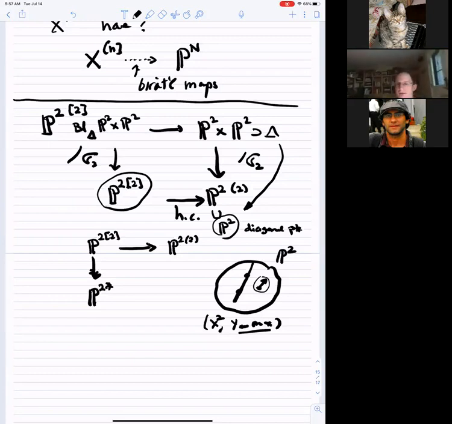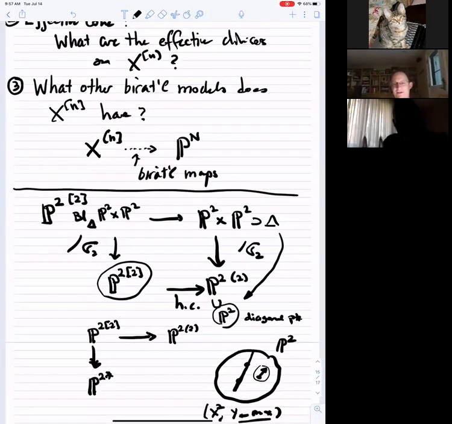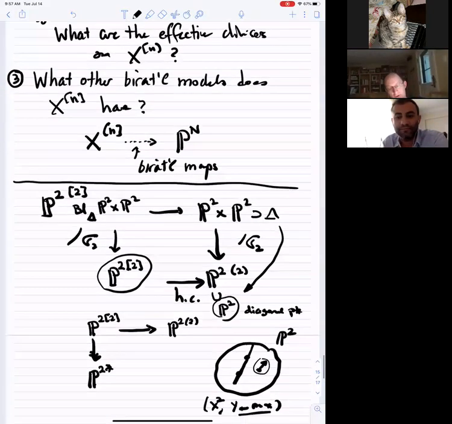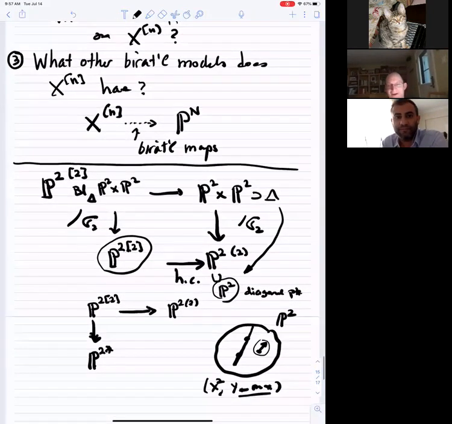Okay, so maybe I'll stop here and see whether there are any questions. This was a relatively quick introduction to the Hilbert scheme. You can Google and find lots of more leisurely introductions, but hopefully I drew enough pictures that you see what these things look like a little bit.